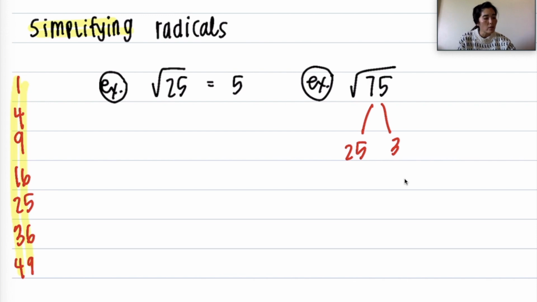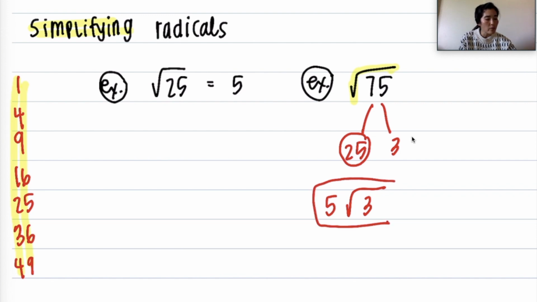All right, we know that 25 is a perfect square. And because, again, this problem is a square root problem, we can say the square root of 25 is 5. 3, do we know the square root of 3? Hopefully you would say no, and we don't. So what that means is the 3 is going to stay in the square root jail. And this is what's called a simplified radical.